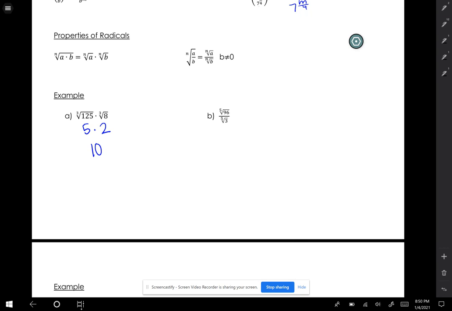For part B, we have the 5th root of 96 divided by the 5th root of 3. So we could combine these, 96 divided by 3, all under that 5th root. Well, 3 goes into 96 32 times. So I get the 5th root of 32, and our final answer would be 2.